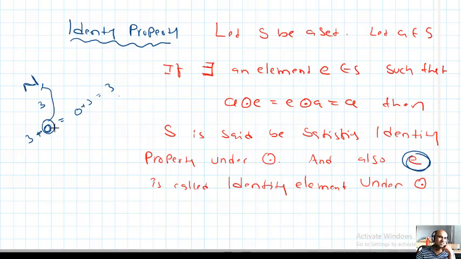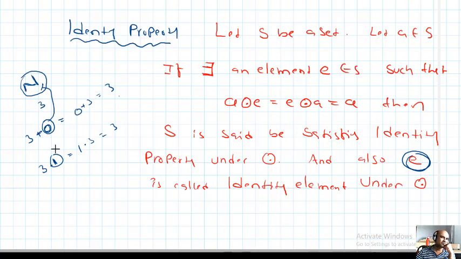Same natural numbers are taken, but the operation is taken as multiplication. For example, 3 into something should be equal to something into 3 should be equal to 3. What is that something? 1 only, no? 3 into 1 equal 1 into 3, 3 only. 1 will be in N only, no? That's why natural numbers will satisfy identity property under the operation into. That's why this 1 is called multiplicative identity of natural numbers.